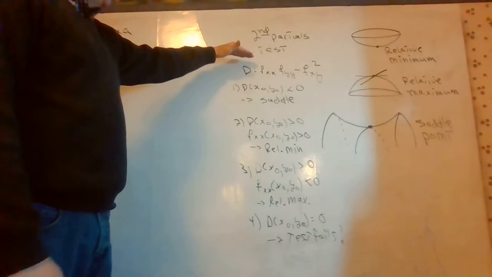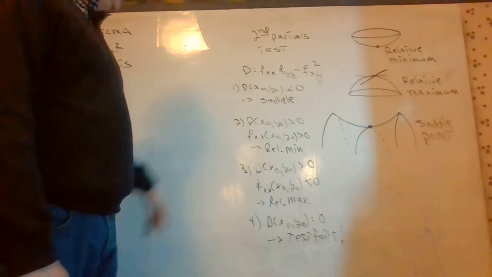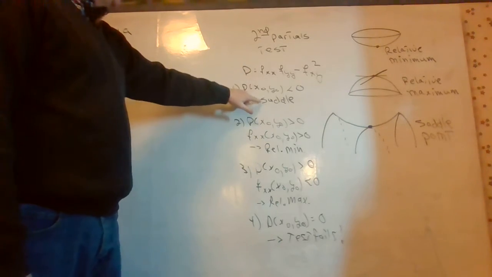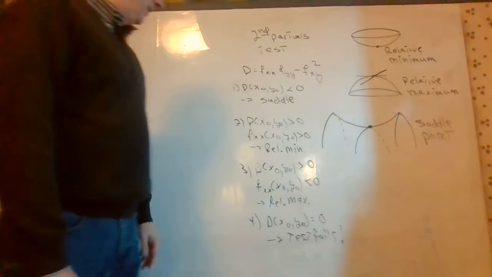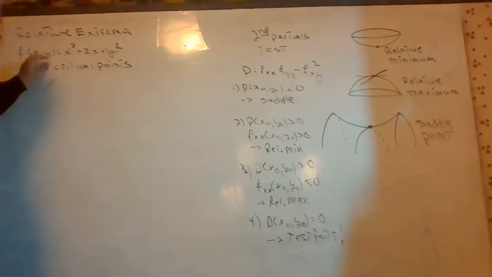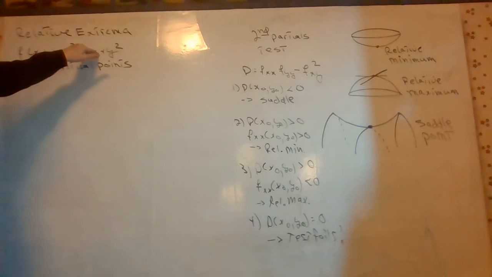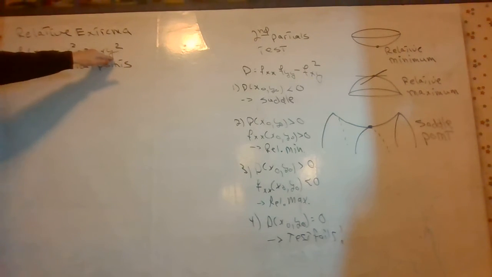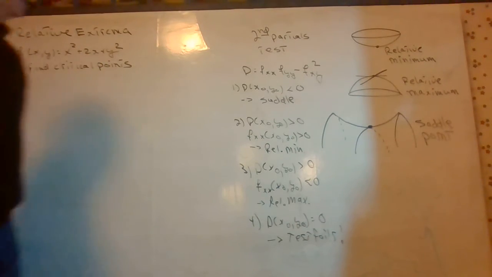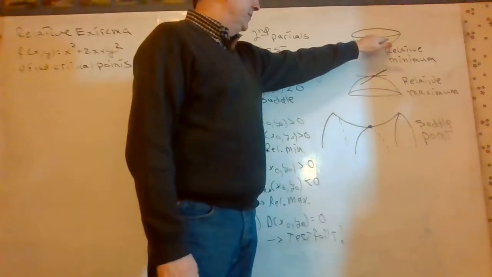Here we have something called a second partials test. We'll work through this. This is for determining whether or not we have a saddle, a relative minimum, or a relative maximum. So we have a very simple problem, f of x y equals x squared plus 2x plus y squared. This is actually an elliptic paraboloid shifted. This 2x term shifts it. So it's an elliptic paraboloid. It's going to look like this if you were to graph it.